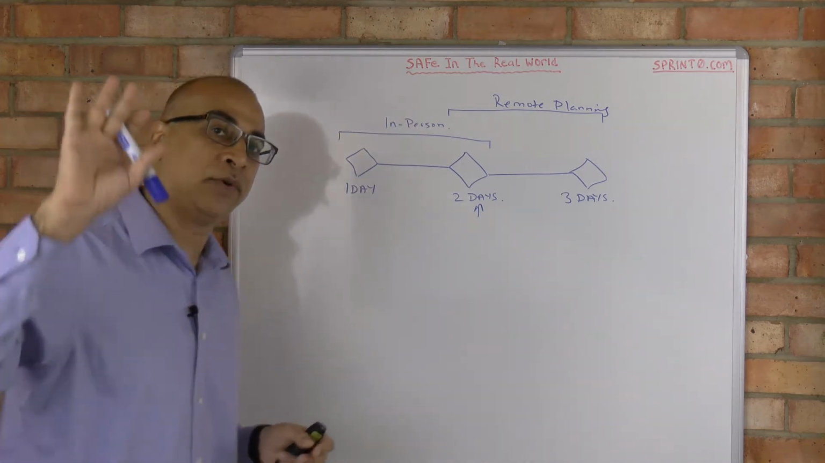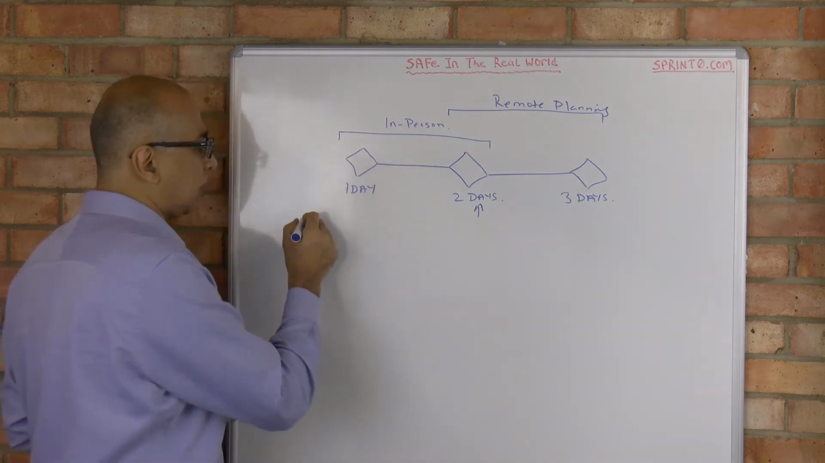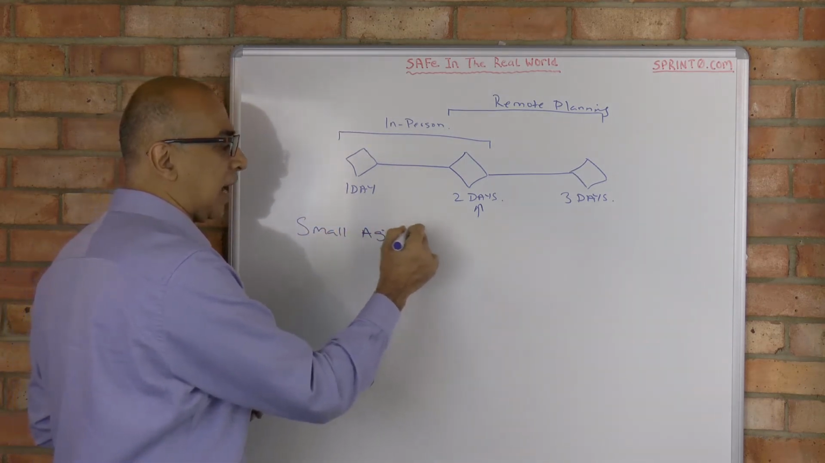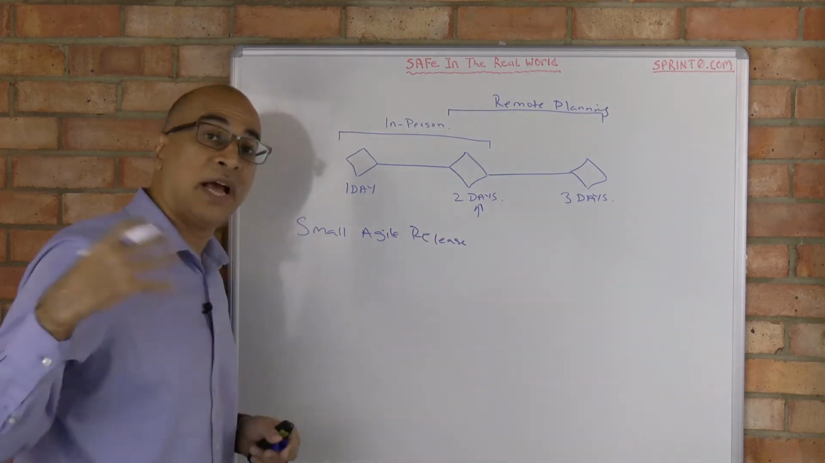Now let's just say, for example, you have a small Agile Release Train. You guys remember what an Agile Release Train is, right? So the Agile Release Train is, how many? It's 5 to 12 agile teams, right?